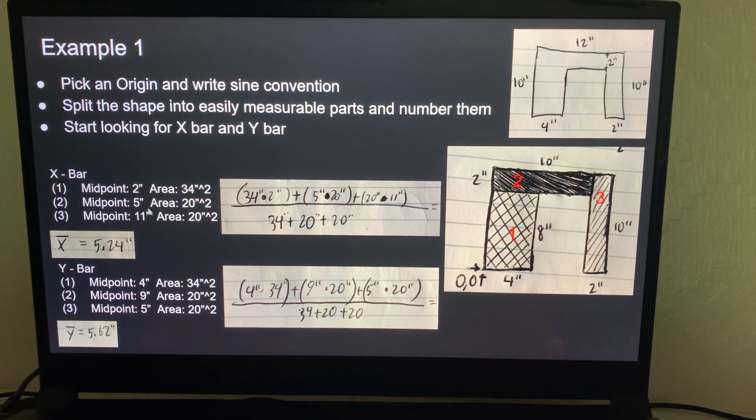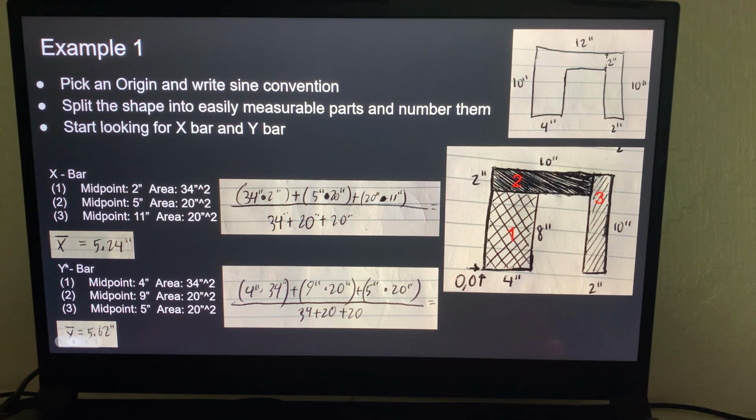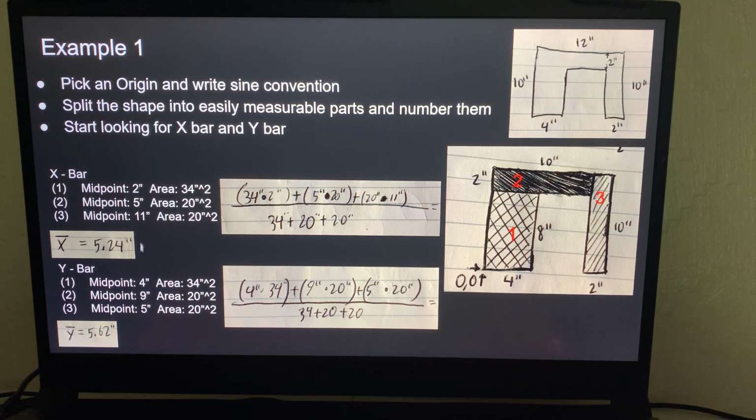So the midpoint is 5 inches. Our third object is 2 inches wide, but is 10 inches from the origin. So the midpoint of that would be 11 inches from the origin. And now we're going to plug this into our centroid equation and get the area times the midpoint plus the midpoint times the area plus the area times the midpoint divided by the sum of all the areas. And that gives us x bar, which is 5.24 inches.